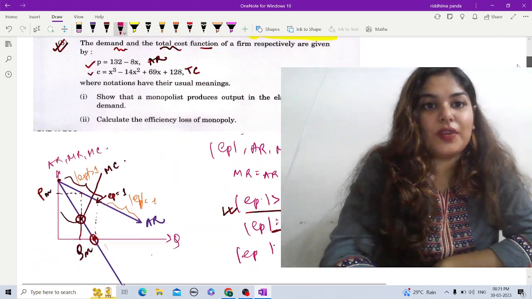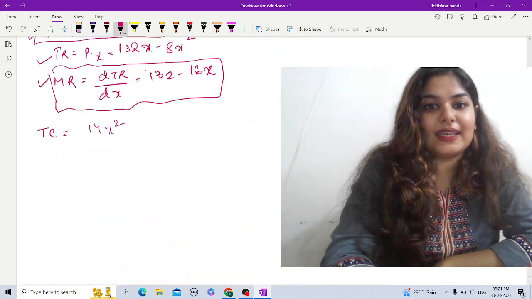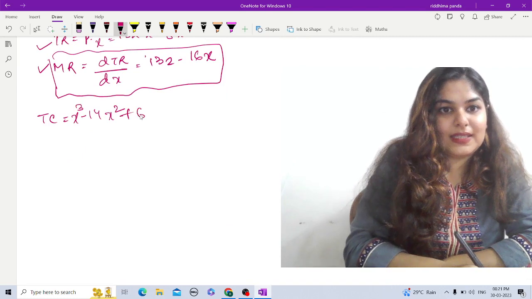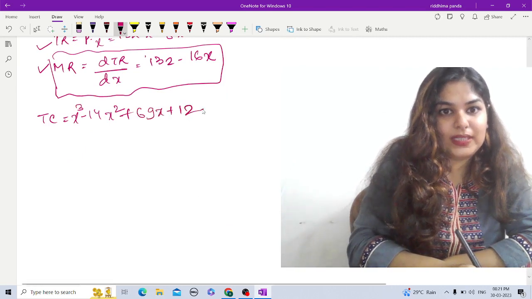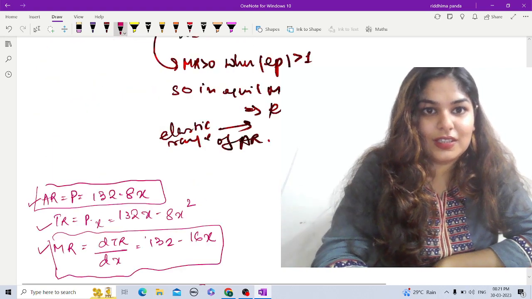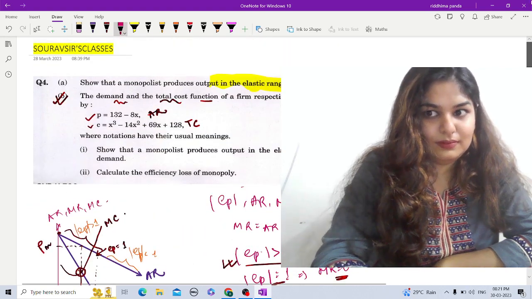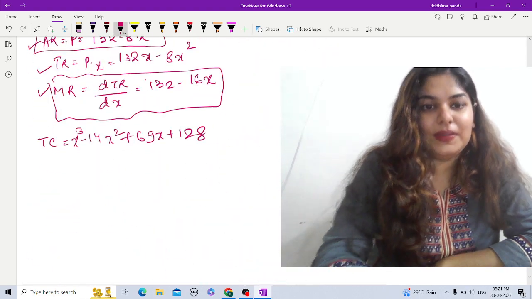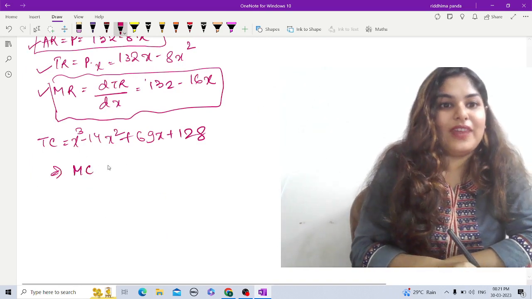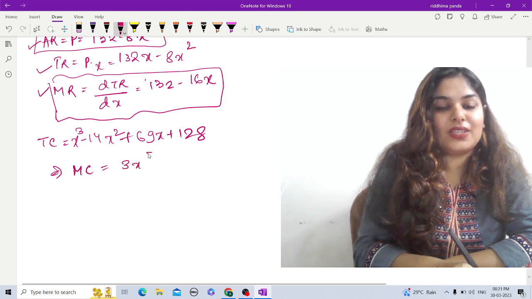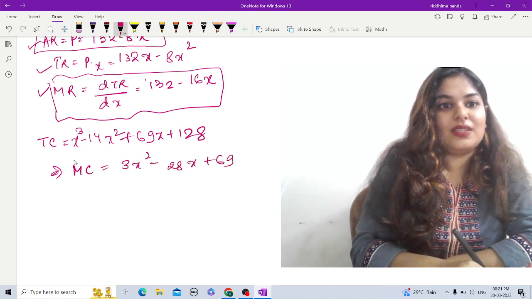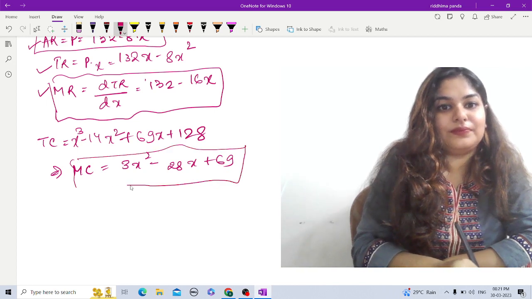x cube minus 14x square plus 69x, so we have x cube here minus 14x square plus 69x and 128. Let's just check if we have written it correct or not. Right. So from TC, I will need MC. Why? In order to find out the equilibrium condition of x. So MC is equal to 3x square minus 28x plus 69. So this is our MC.